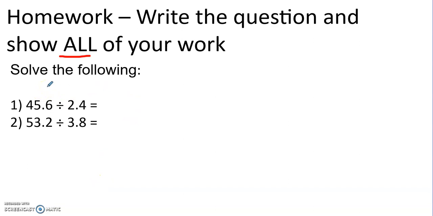Even if you're not sure what to do, show what you think you need to do. Okay? And you also may rewatch this video as many times as you need to be able to solve, or at least attempt to solve, these problems. Remember, if you don't know exactly what to do, just try your best and put down your thought process.